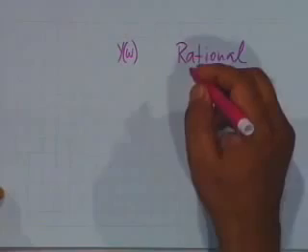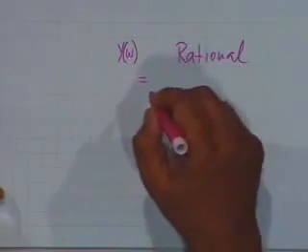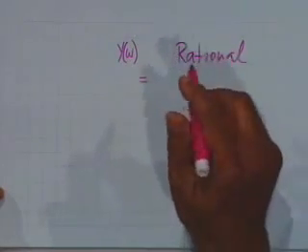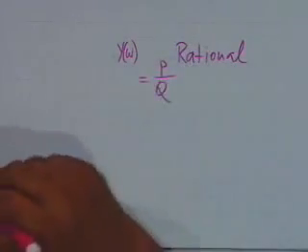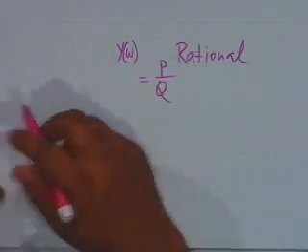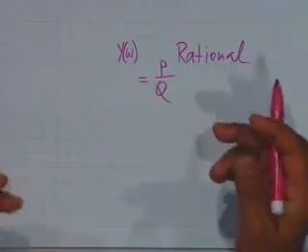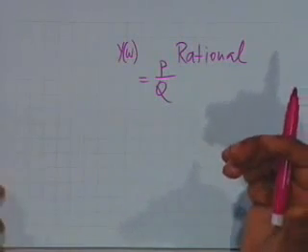What is a rational function? A rational function is a ratio of P by Q. All right, P by Q. What are P and Q? Polynomials. That is correct. So why don't you say a rational function is a ratio of polynomials?